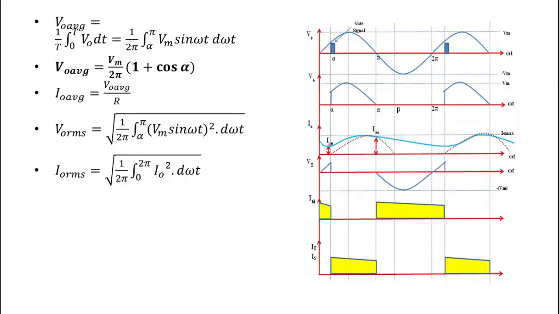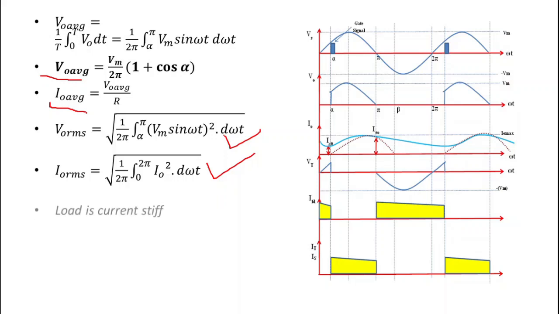Here you need to integrate in two time slots, because the equation of current changes after pi. So first we have to integrate from alpha to pi, and after that we have to integrate the next equation of output current, that is from pi to beta. But from the exam point of view, this is not important, but you must know the procedure to calculate this. Only the average value of output voltage and the average value of output current are important.